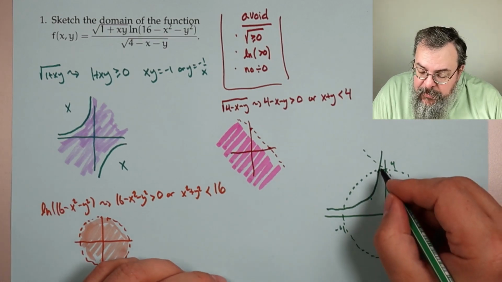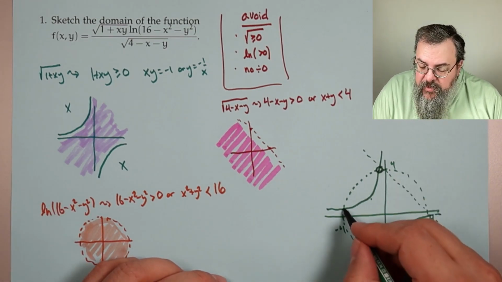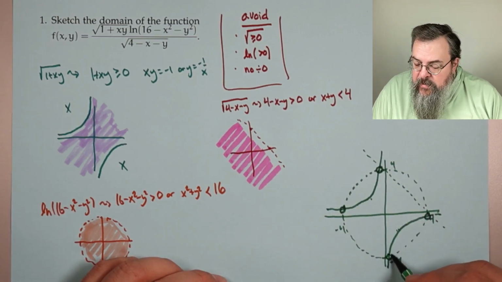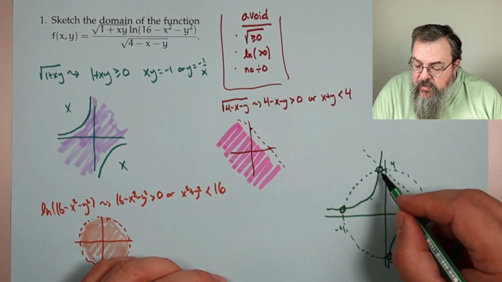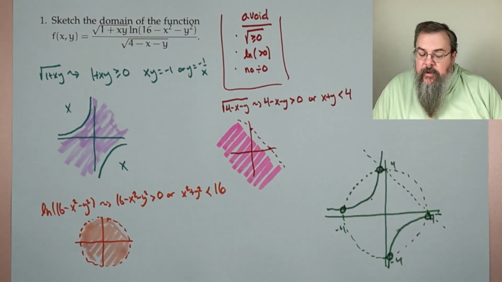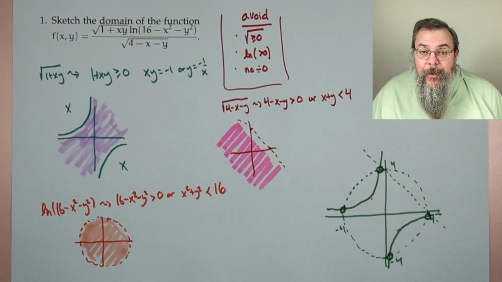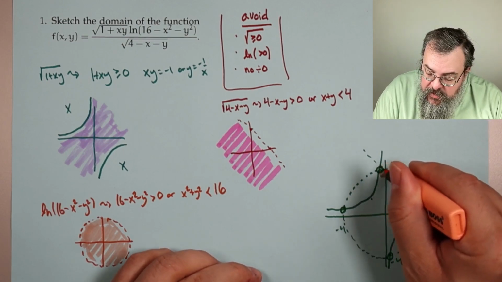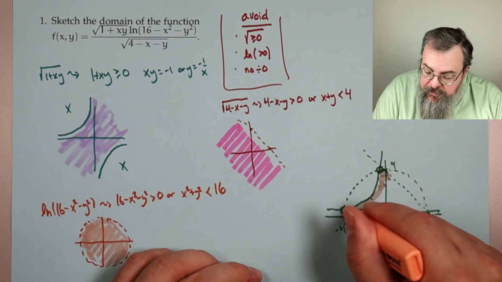All right, so we are now ready. We have the following. We're going to put a circle here because we can't include that. And then we have dotted lines. And now we shade where they all overlap. And we get the following picture.